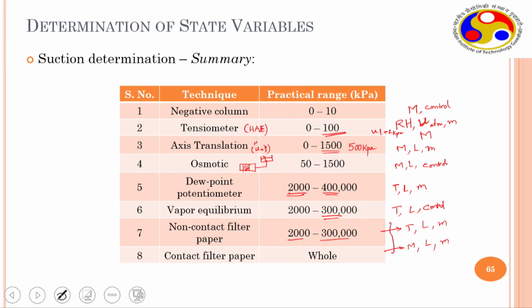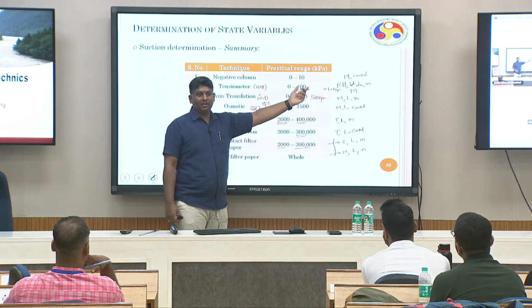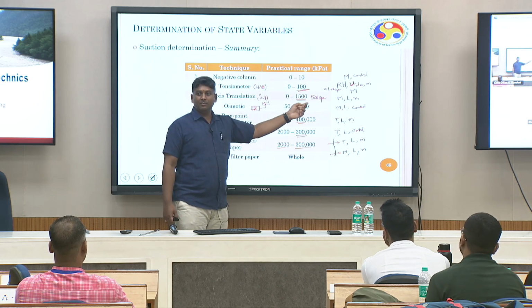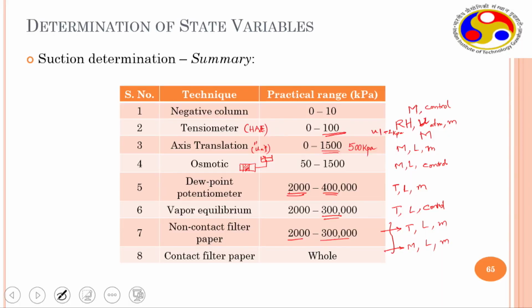So these are some of the methods which are commonly used, like negative column, tensiometer, with their ranges. But the range can vary. I just gave some general figures, but it can change depending on where you are located, the elevation, right? And axis translation is around 1500, because a 15 bar AEV is used. If your air entry disk has a capacity of only 2 bar, the range is only 200 kilopascal. For osmotic, we even went beyond this. We use certain membranes with which we went up to 7000 kilopascal. Dew point potentiometer is beyond 2000.